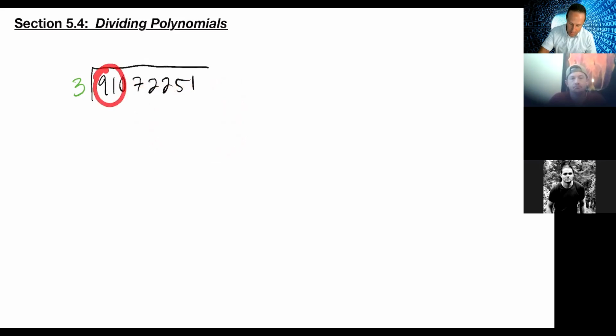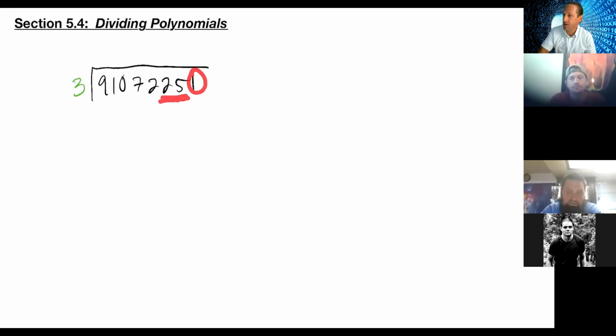So let's add them up. 10. There's 9 and 10, so we got 20. And then these two would be 7. Don't go grab your calculator. All right, watch this. What is this number? Looks like my bank account. 91 million. Just kidding. 72,251. Is that divisible by 3?